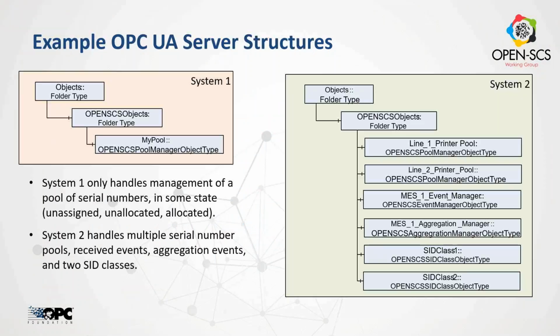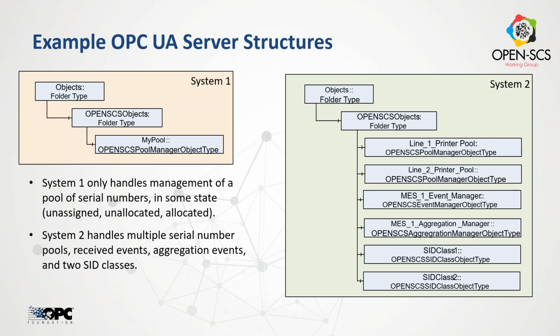Now, not every server supports every kind of object. So here's some sample structures, and they are just sample structures. Okay, so system one here, it's basically just a system. All it does is it manages pools of serial numbers, maybe assigned or unallocated serial numbers. So you can request them or you can return them, and it may be able to push them to other systems. That's all it does.